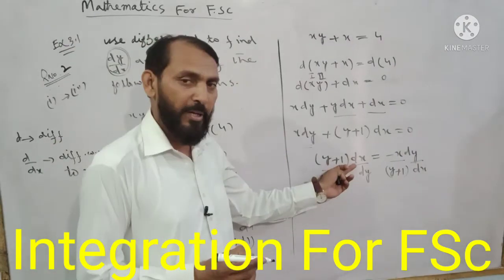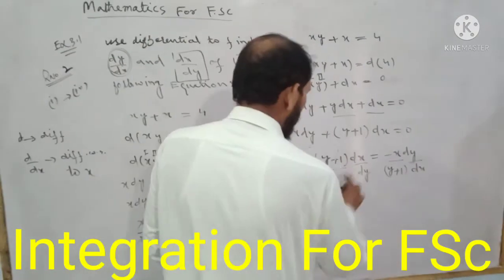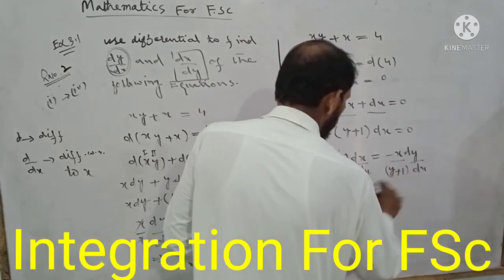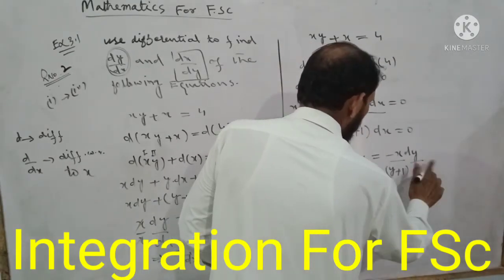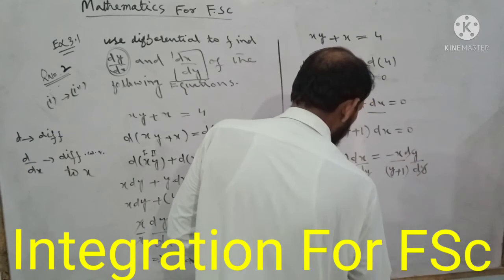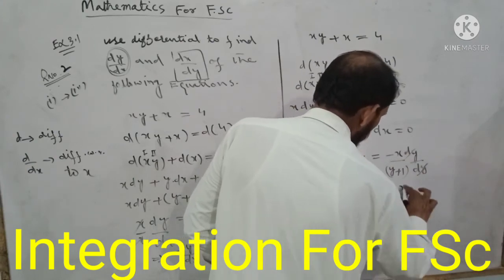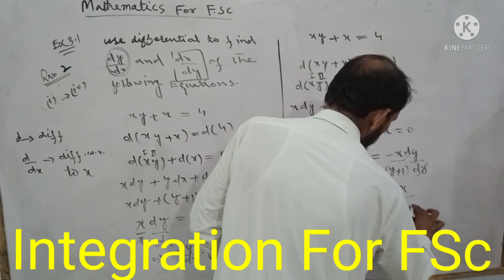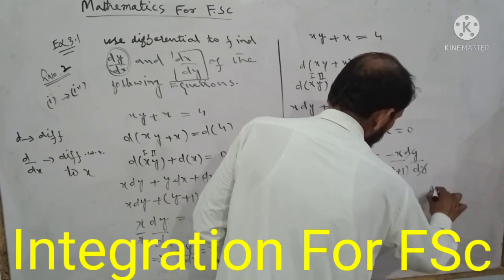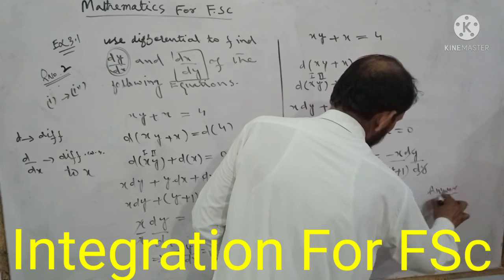So in this form dx over dy, these cancel each other and these cancel each other. So dx over dy is equal to negative x over y plus 1. This will be the answer of the given question.